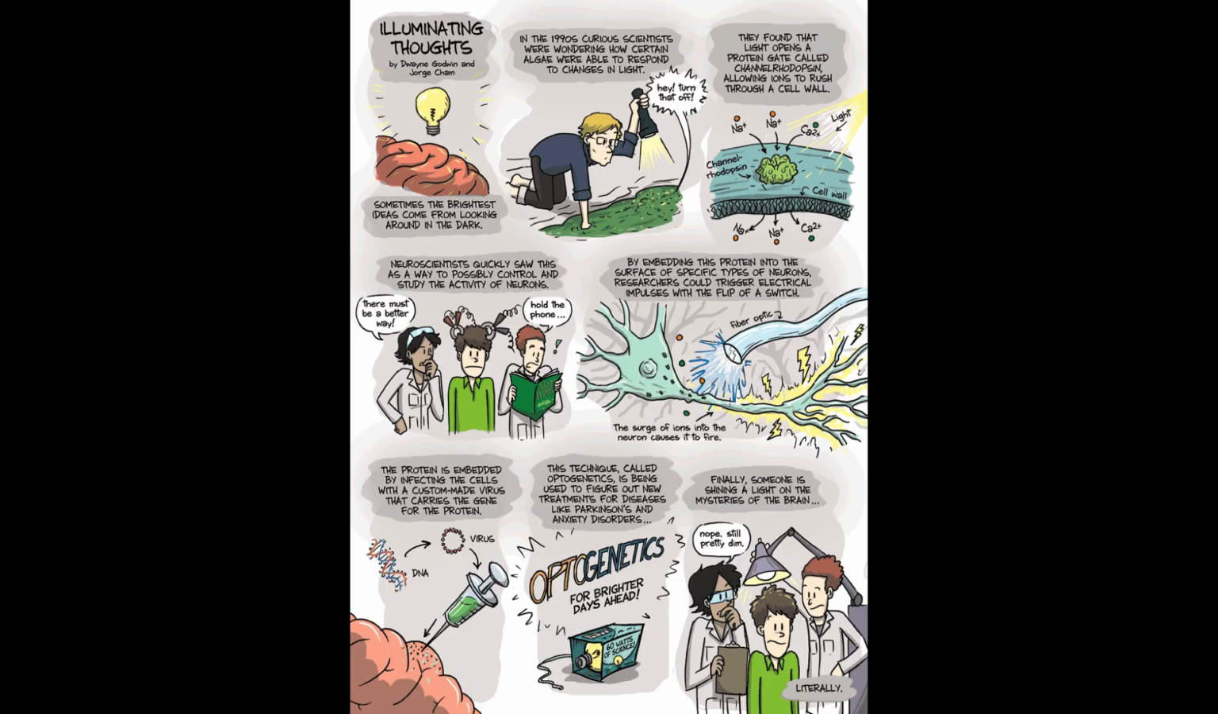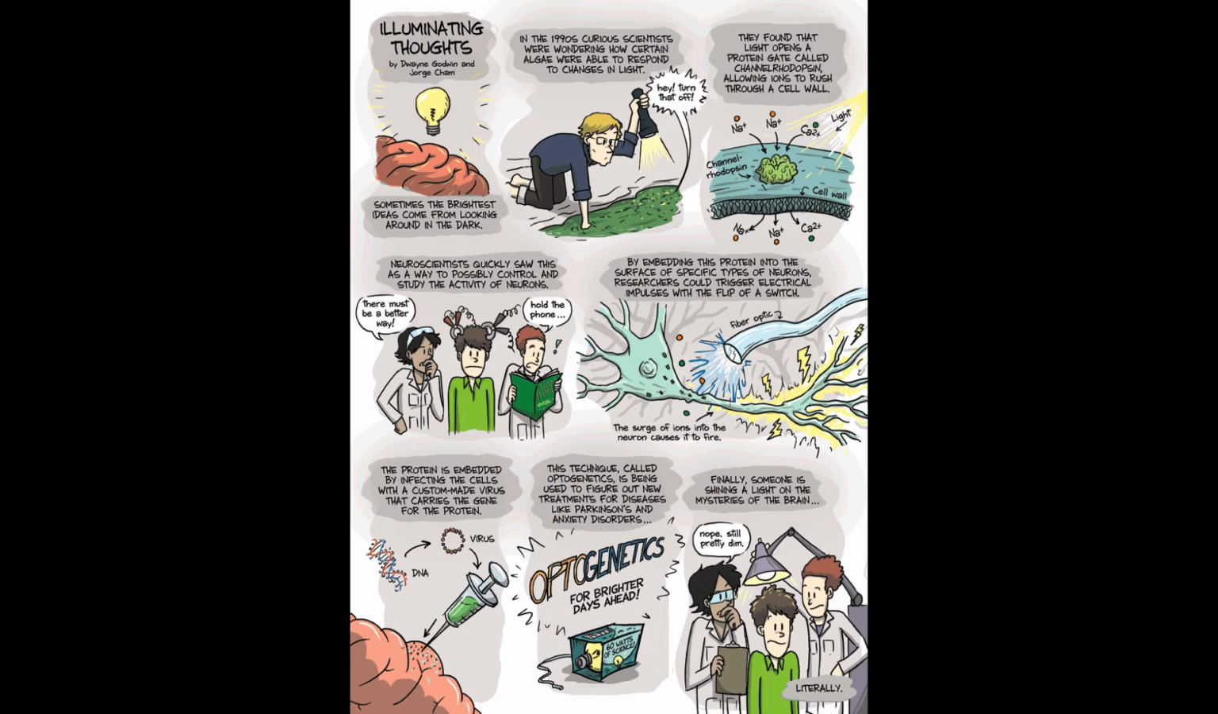One fun way to think about ion channels, in my opinion, is its application in the use of optogenetics. So there's a brief cartoon describing optogenetics. In the 1990s, curious scientists were wondering how certain algae were able to respond to changes in light. They found that light opens a protein gate called channelrhodopsin, allowing ions to flow through a cell wall.